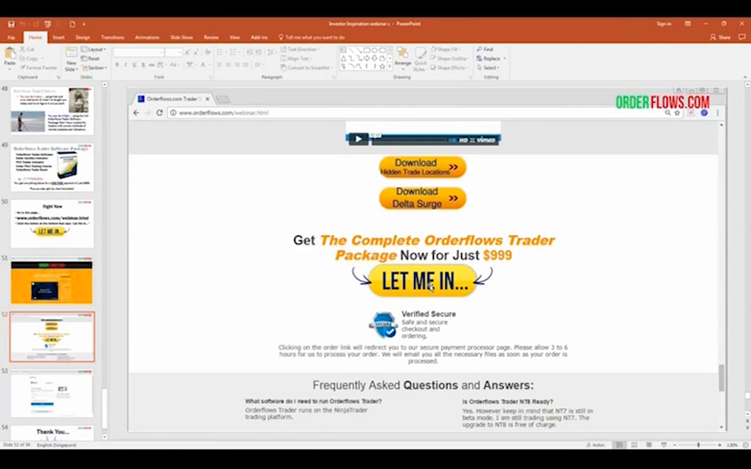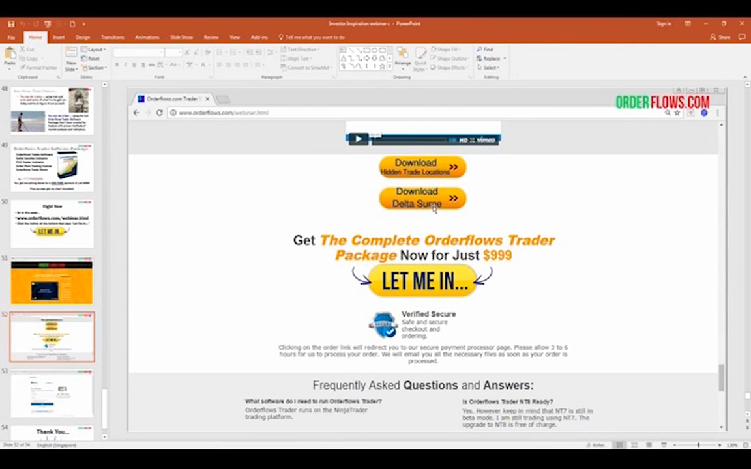It takes you to the payment page. But I just want to point out two things on this page, just above that button that says "Let me in." You can download this little PDF that I've got of hidden trade locations. There are three additional trade setups in there. If you want to learn some additional order flow trade setups, you can download this. It goes through three additional trade setups with very limited risk that you can apply to your trading as well.